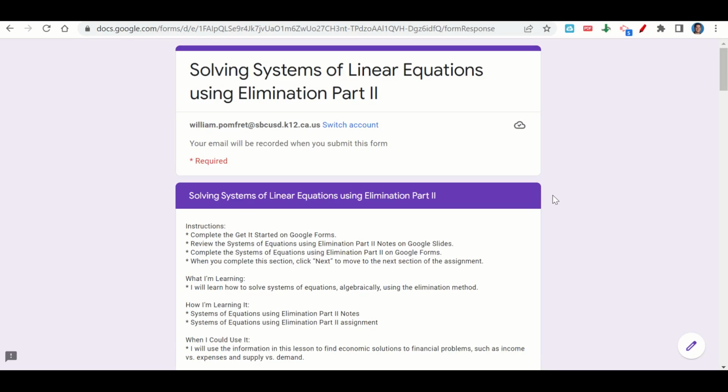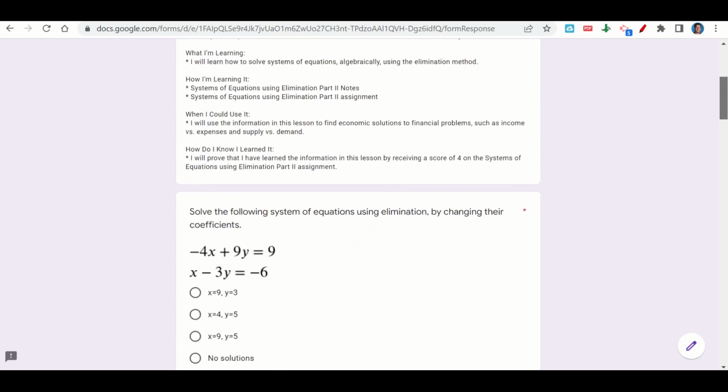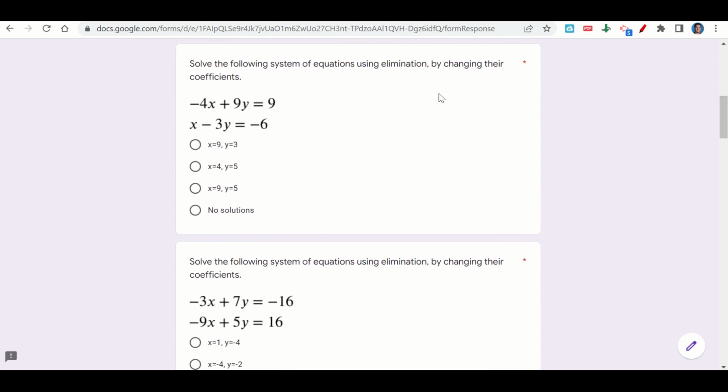Let's take a look now at the solving systems of linear equations using Elimination Part II assignment. The assignment begins with our learning goals and success criteria. If we scroll down, we can see the questions. Now it says to solve using elimination. So we got negative 4x plus 9y is equal to 9 and x minus 3y is equal to negative 6.